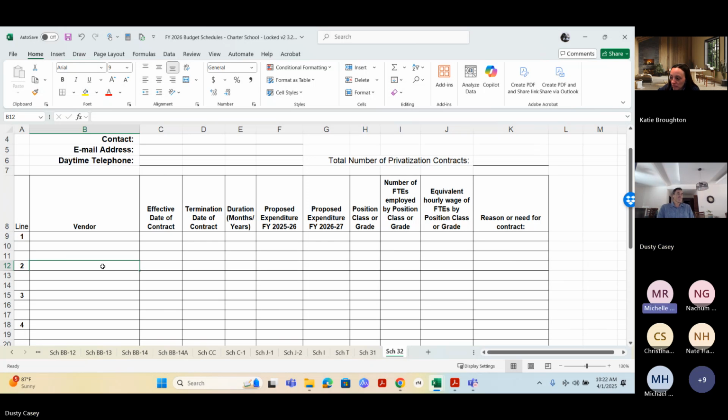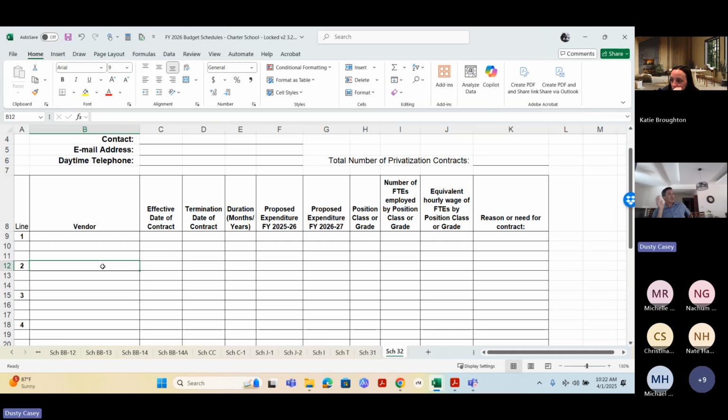Okay, so an easy way to explain it, for me to understand, is that if it's a position that possibly could be housed in-house, but you're outsourcing it, that's 32. Anything else for services, like you said, should go under the 31. Anything else? Correct. Okay, thank you.